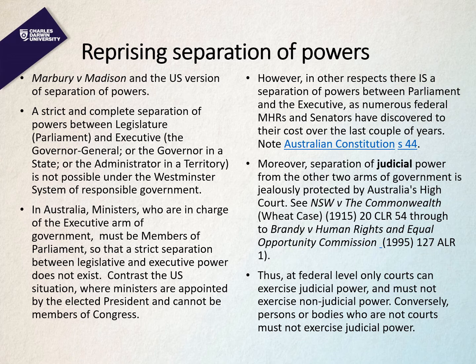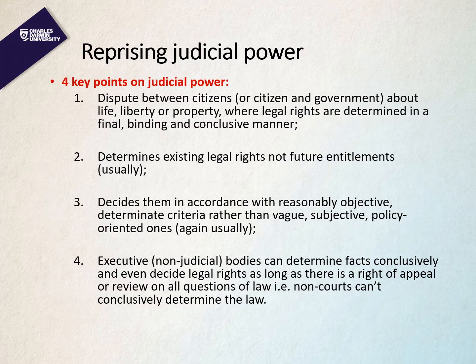So at federal level, only courts can exercise judicial power, and they're not permitted to exercise non-judicial power. And conversely, persons or bodies who are not courts of law are not permitted to exercise judicial power. They can only exercise executive or administrative power. Now let's reprise exactly what is judicial power. I'm not going to go over this in detail, but I would ask that you read the written version of the Public Law Quick Tour on this, and perhaps revise your constitutional law study guides as well.